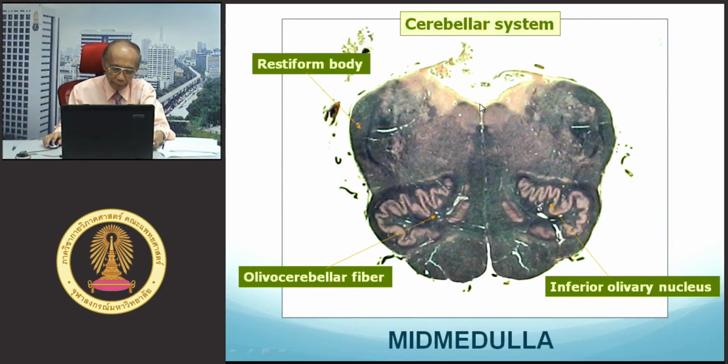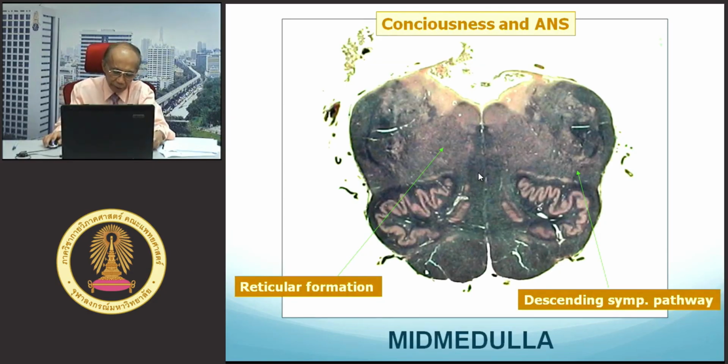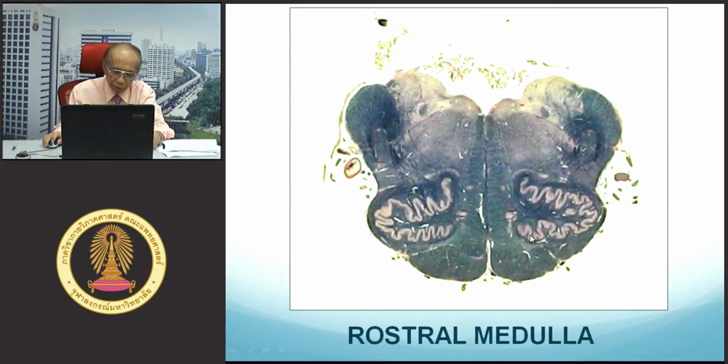The cerebellar system includes restiform body, the inferior olivary nucleus, and its axon crossing to the opposite side, forming the olivocerebellar fiber. The consciousness system and the autonomic nervous system will include the reticular formation and the descending sympathetic pathway. The end of mid-medulla. Now we go to the rostral medulla.